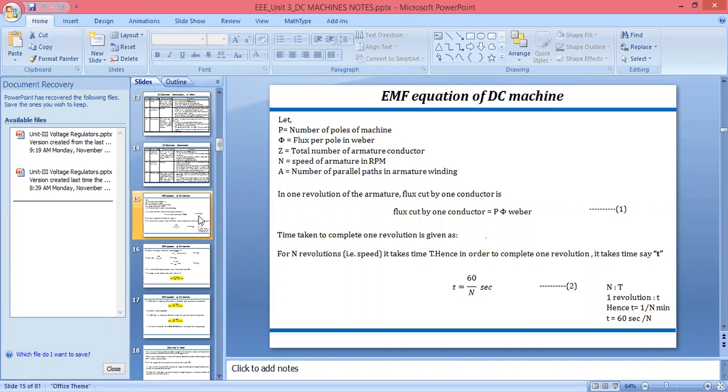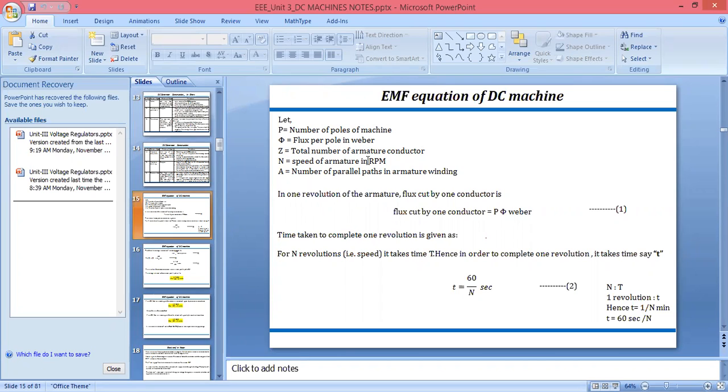P is nothing but the number of poles in the machine. Phi is flux per pole in Weber. Total number of armature conductors is denoted by letter Z. Speed we can denote by capital N.